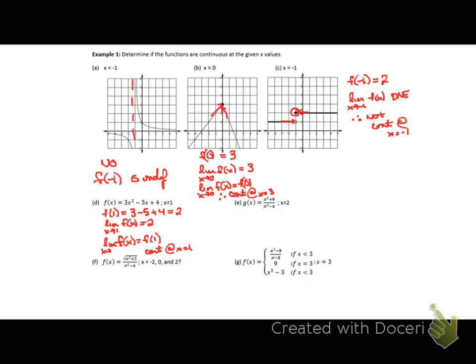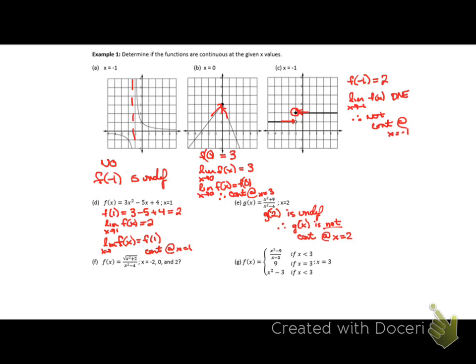Let's look at E. Well, if it's 2, then 2 squared minus 4 is 0. That means the denominator is 0, which means G of 2 is undefined. Therefore, G is not continuous at x equals 2. Right, so if it's not defined there, it actually makes it easier, makes it a little bit faster.